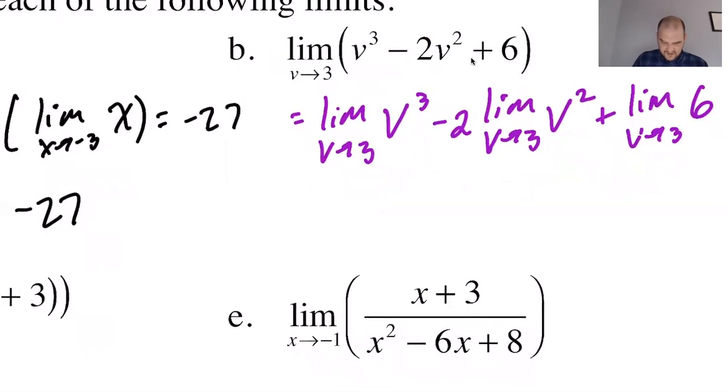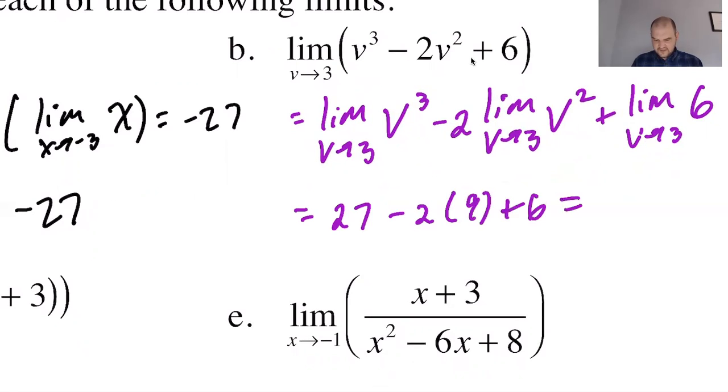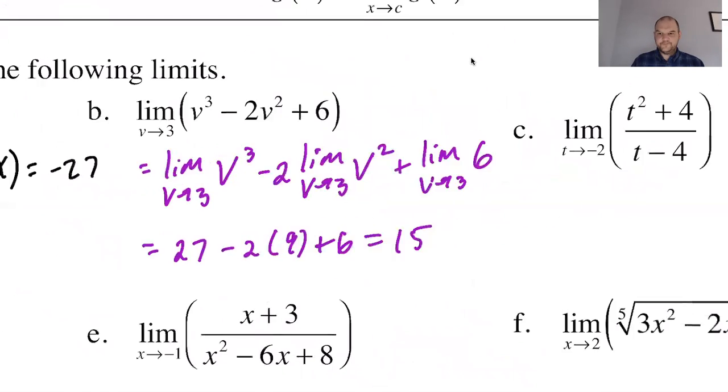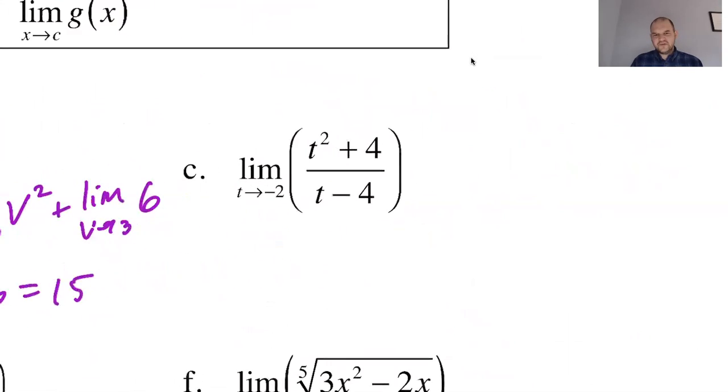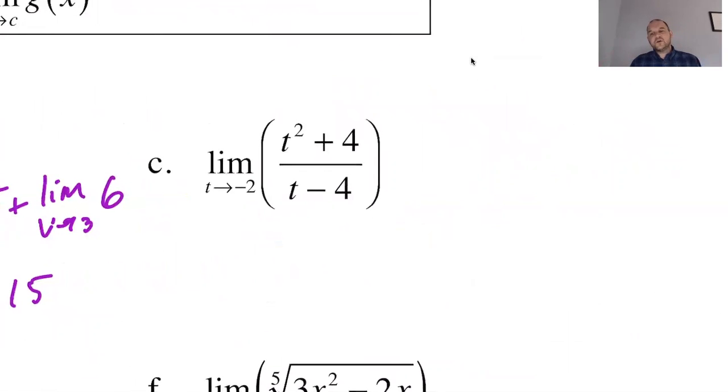So here we would get 27 minus 2 times 9, and then plus 6. So that's 27 minus 18 is 9. 9 plus 6, I think, is 15. I think we're getting 15 there. All right, so I'm just doing each of these in kind of a weird way. I wouldn't do these really this way, but the first time that you do the problems, it's good to think about the limit laws. Here I'm allowed to do, provided both of these limits exist, I can divide this up.